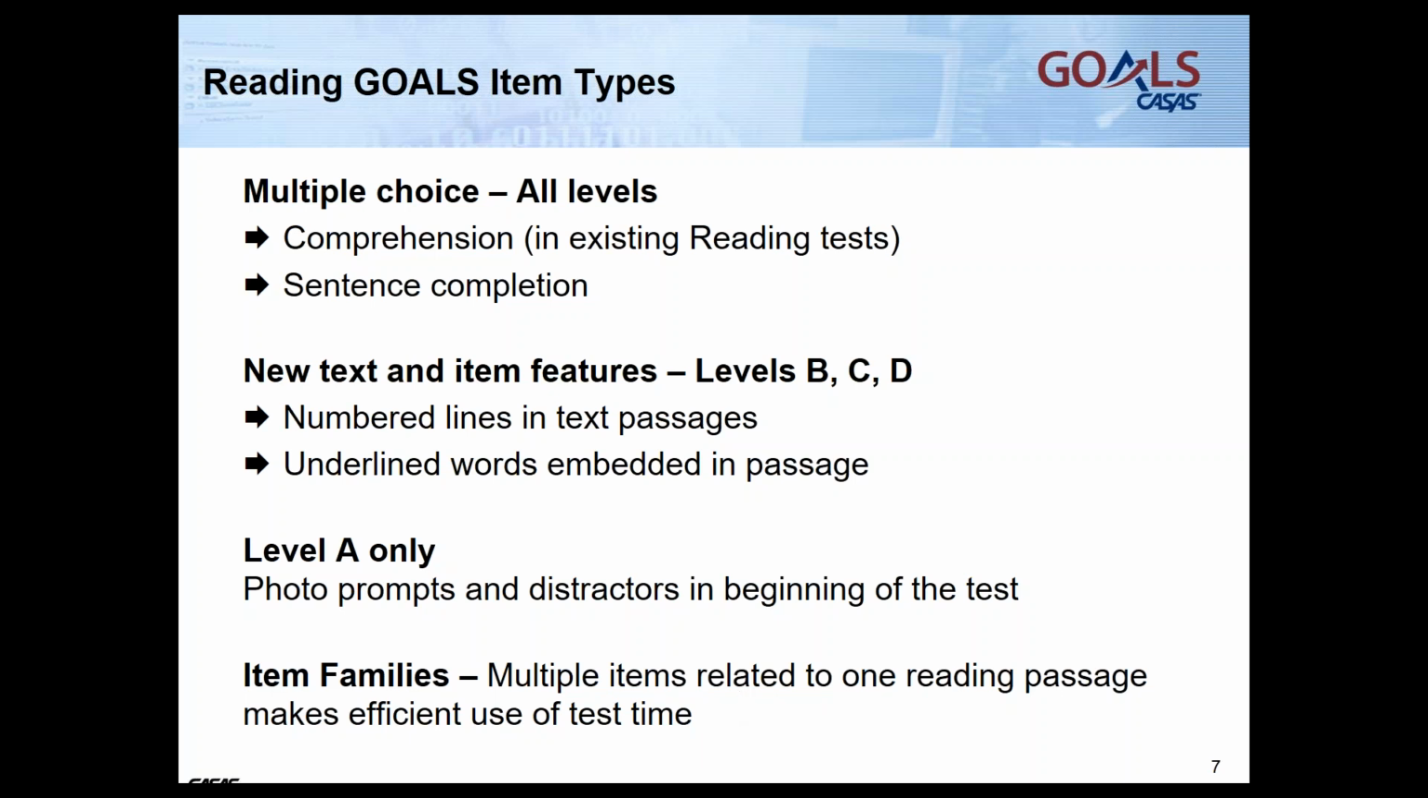And the reason that it was important to have multiple items related to a single reading passage is in order to be able to achieve the 75-minute time limit, because we knew that adult ed programs are constrained by time, and you have students for so little time as it is. You don't want to spend too much time testing. It needs to be adequate to be fair and valid and reliable.